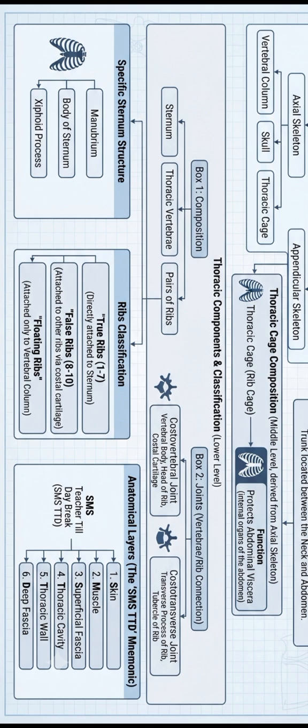Now you have the structure of the ribs. Three things make up the ribs, and they have their clinical importance. So you have the rib classification: they can be true ribs, false ribs, or floating ribs. They can also be typical or atypical ribs. All right, so we pause here at this point.